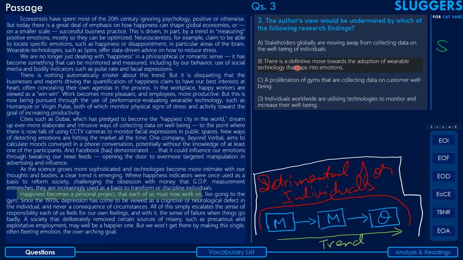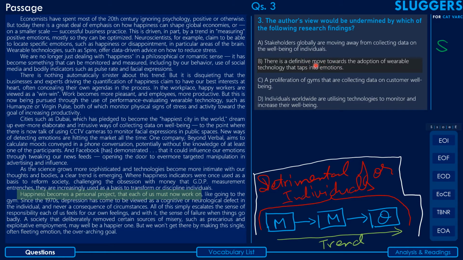It says there's a definitive move towards the adoption of wearable technology that taps into emotions. See, guys, the option only says that there is a definitive move towards adoption of wearable technology. It doesn't tell you what this definitive move is driven by.